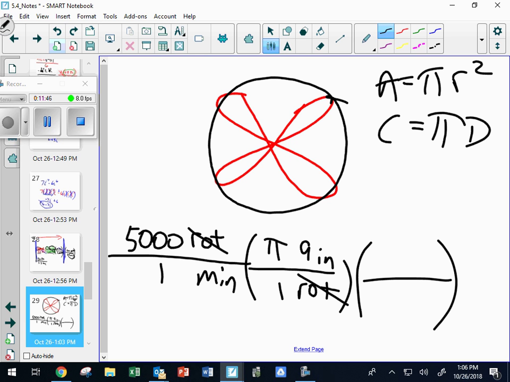First thing I'd do is cancel off the inches. And hopefully you know some fact about inches. If you don't, I guess you're stuck and you're going to get it wrong. But I bet you'll figure it out.